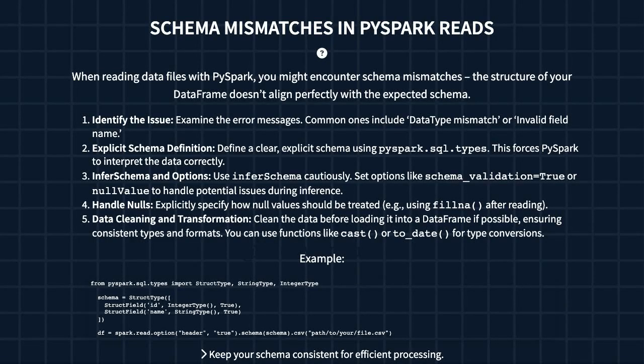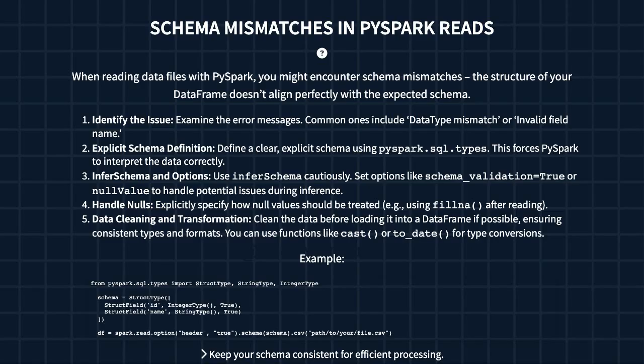Let's talk about a common snag you might run into when loading data in PySpark: schema mismatches. Basically, the way your data is structured in the file doesn't quite match what PySpark expects. The first step is to figure out exactly why you're seeing an error, usually something like a type mismatch or an invalid field name. The best approach?